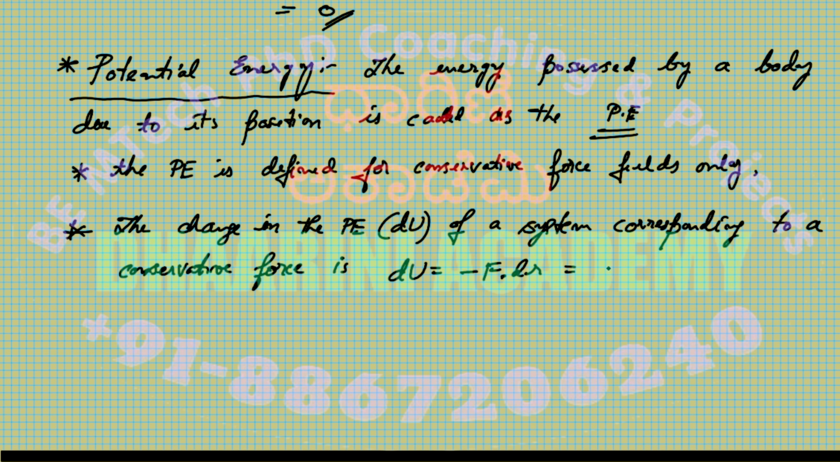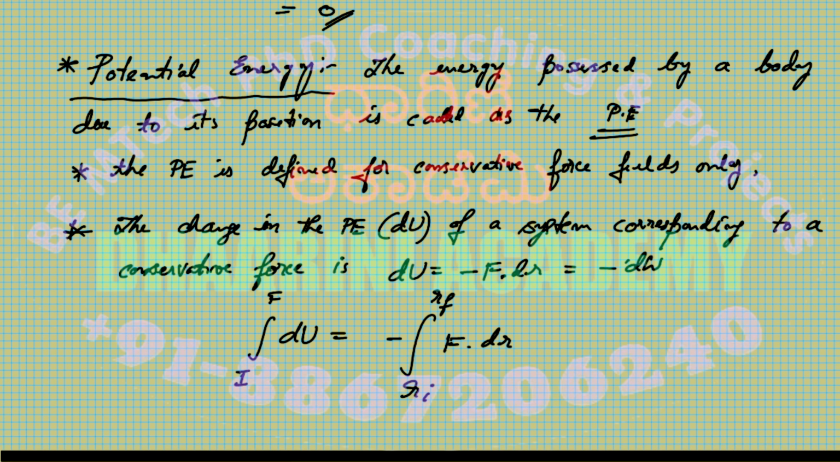Anyway, force into distance is actually minus of dW. So let us try to do an integration over here, starting from an initial position i to the final position f. dU has to be equal to negative of the integral, starting from the initial value of r to the final value of r, because with respect to r we are integrating here, that is dr. All right, so this is F dot dr.